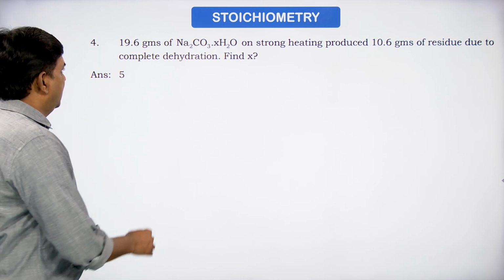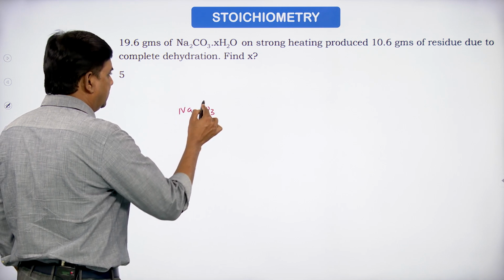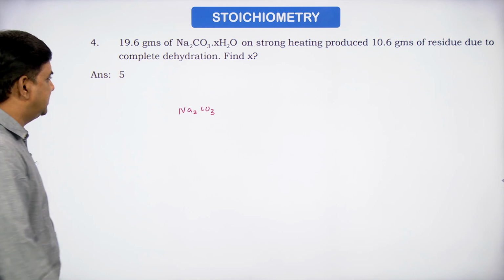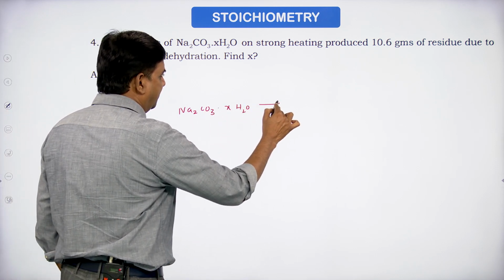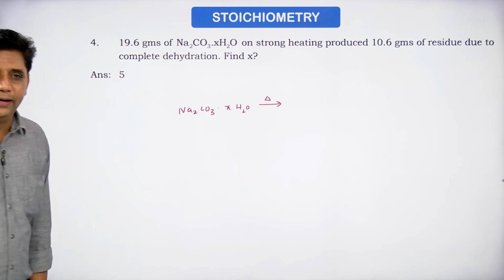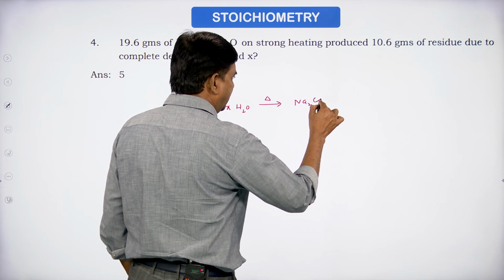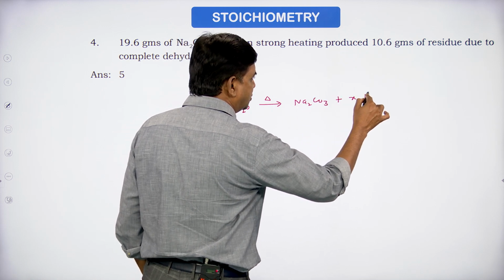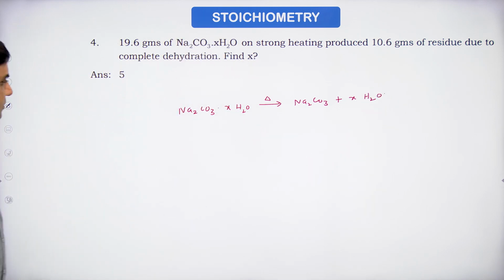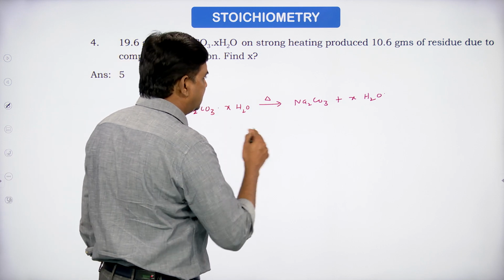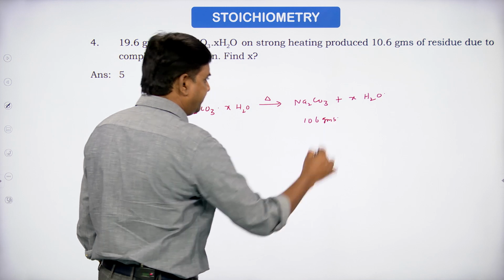Na2CO3 XH2O, on complete heating, forms Na2CO3 plus XH2O. Sodium carbonate mass is 106 grams.